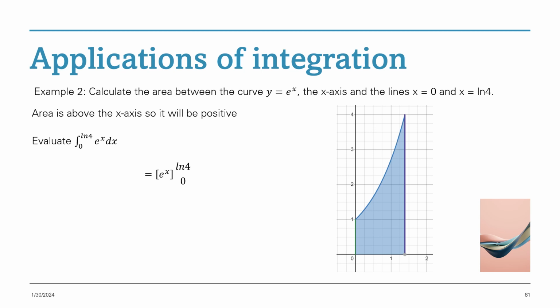e to the x integrates to e to the x, and then I substitute ln4 and 0. So I get e to the ln4 minus e to the 0. If you're not sure what e to the ln4 becomes, type that in on your calculator. Type in e to the power of and then put ln4 there. You actually get 4, and then minus 1 gets us 3 units squared. Thank you very much.